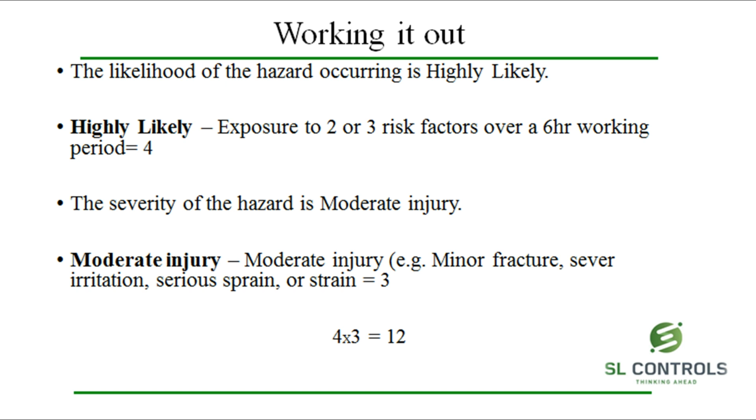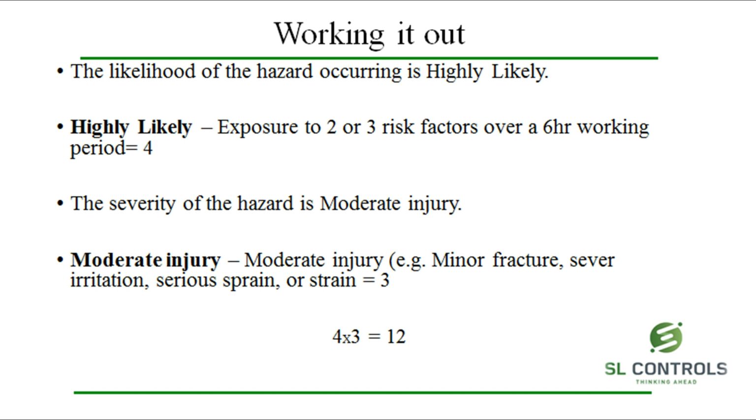We will now look at working out the risk. The likelihood of the hazard occurring is highly likely, so the employee is exposed to approximately 2 to 3 risk factors of a 6-hour working period and has a score of 4. The reason it is highly likely is that the employee is working at a cramped and cluttered workstation on a laptop for approximately 7 hours a day and doesn't have a proper ergonomically designed chair. This highlights risk factors such as place, systems, and equipment.